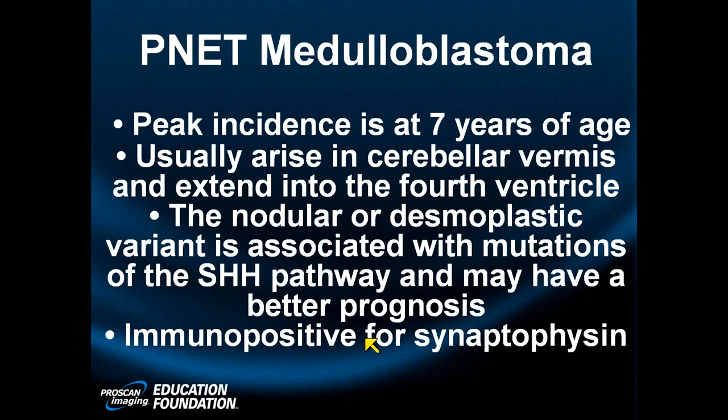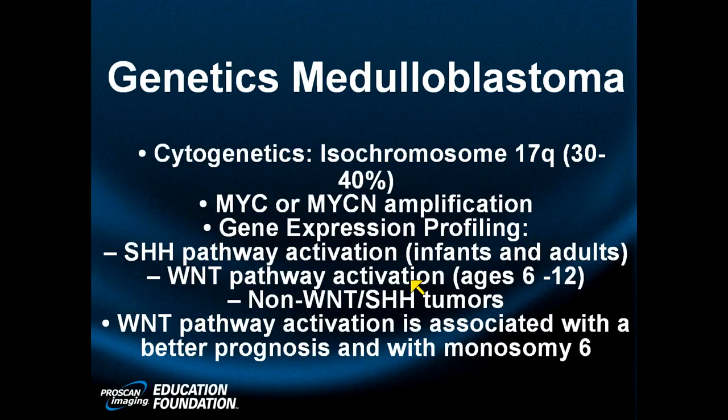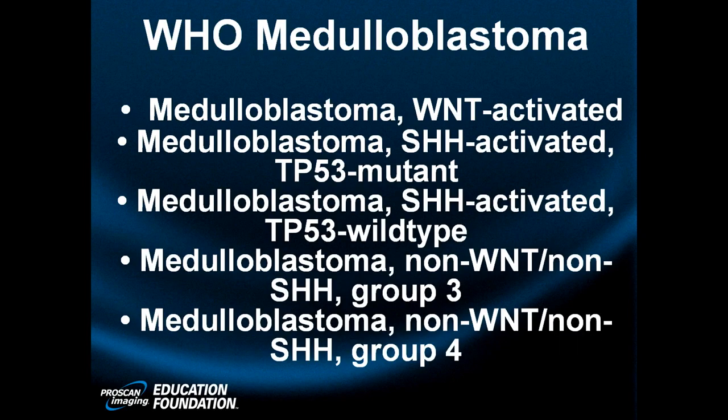They're immunopositive for synaptophysin. There's also a large anaplastic variety. This is 5%. They've got big nuclei and big nucleoli. They have a brisk mitotic rate, usually die in less than a year. I've listed some of the cytogenetics for medulloblastoma. They're going to be on MRI online. They're probably a little more complicated than we want to discuss right now, and we'll set those aside.